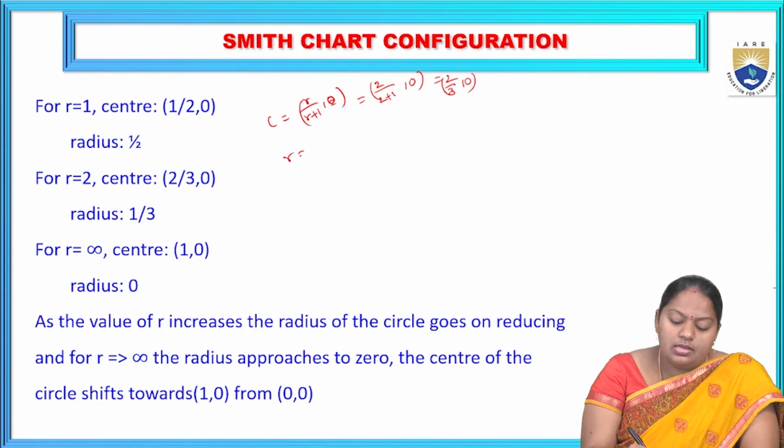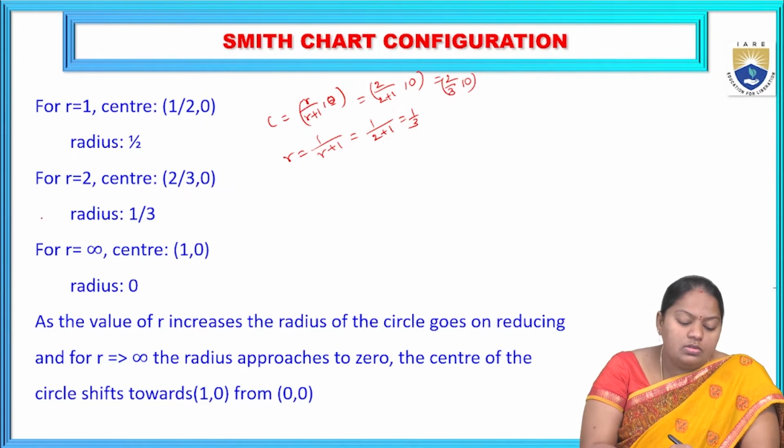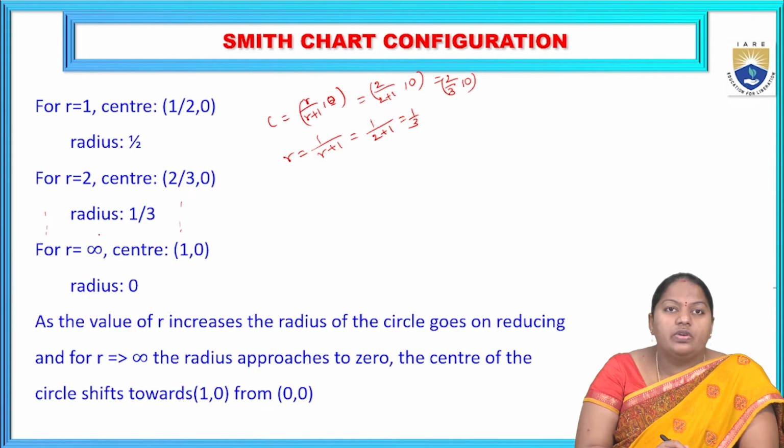Now the radius is 1 by r plus 1, which is 1 by 2 plus 1, equal to 1/3. With the radius 1/3 and center (2/3, 0), you are going to draw one circle. So suppose the r values are increased 0, 1, 2, 3, 4 and so on to infinity.